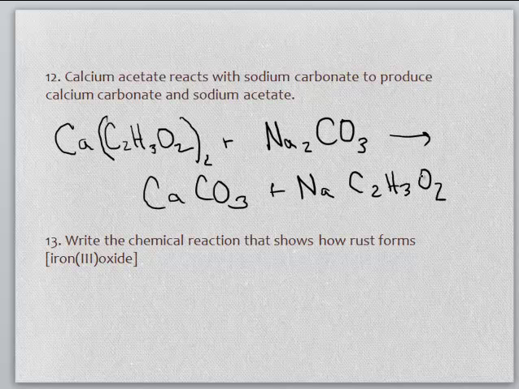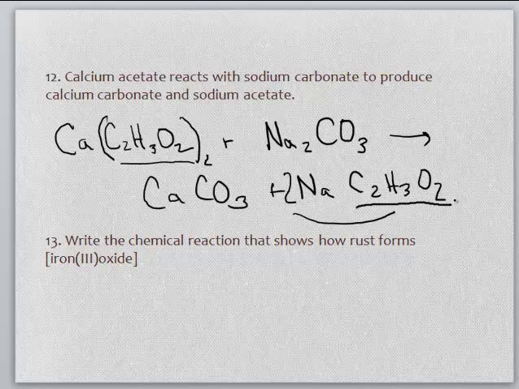C2H3O2. So when we go to balance this one, what you can do is treat the polyatomic like 1 unit. So in other words, we have 2 acetates, so we can put a 2 in front of this compound, so we have 2 acetates. We've got 2 sodiums, 1 carbonate, and 1 calcium. So that one balances.